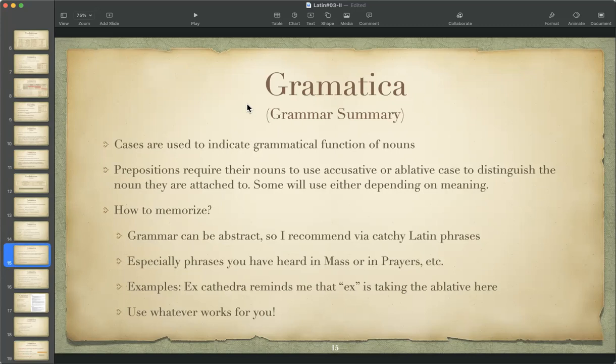How to memorize. As I said, grammar tends to be somewhat abstract. So I recommend learning via catchy Latin phrases, especially phrases you have heard in the Mass or in prayers.